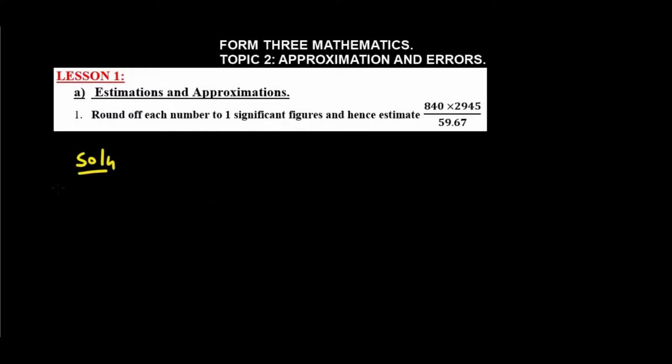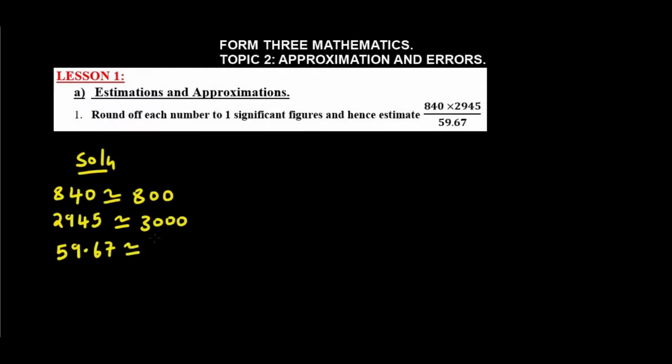So beginning with 840, when we round off this to one significant figure, we will have 800. Then for 2945, we have it approximated as 3000, that is to one significant figure, and also on the denominator we have 59.67. So this approximates as 60 to one significant figure.